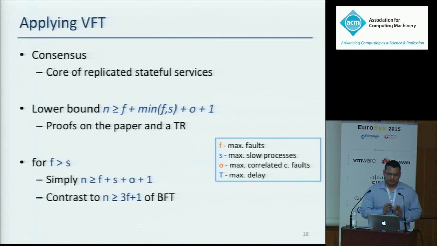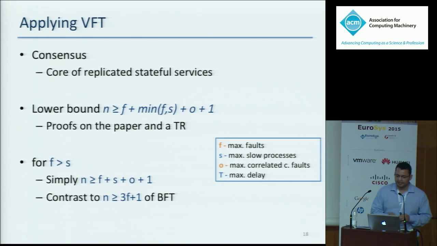We choose to apply VFT on consensus because it's an important problem and is at the core of many replicated stateful services. We prove a lower bound, which is the one that we're seeing here, but I'm not going into this detail. If you want to see the proof or more detailed information, you can refer to the paper or a separate TR.